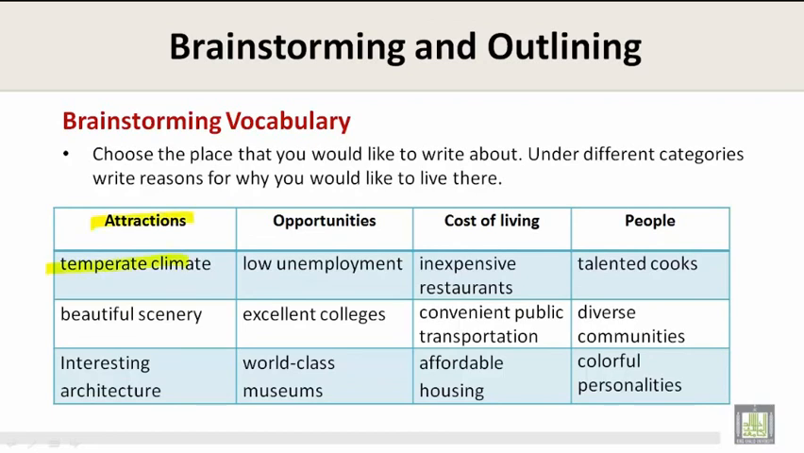Attractions such as temperate climate, beautiful scenery, and interesting architecture. Opportunities such as low unemployment, excellent colleges, and world-class museums. Cost of living, such as inexpensive restaurants, convenient public transportation, and affordable housing. And people, such as talented cooks, diverse communities, and colorful personalities.